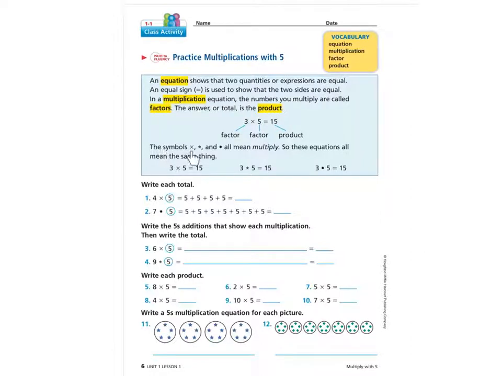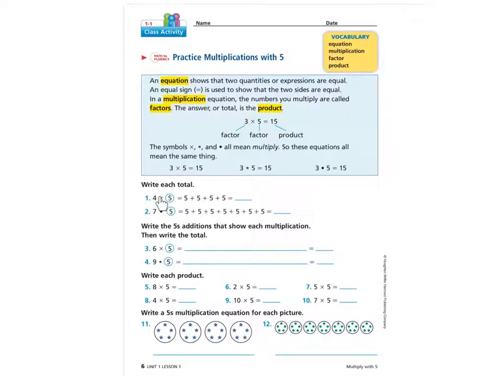The symbols x, star, and dot all mean multiply. So this means to multiply, this means to multiply, and so does this. As you get into higher algebraic classes, you will see this the most often because it is less time consuming to draw that dot than to actually draw the x's. Not to mention when you get into variables, x becomes a value, and using the dot or a star will keep you from mixing up when you have a variable and when you have a multiplication sign. So just be aware that there are other ways to show multiplication than that little x.